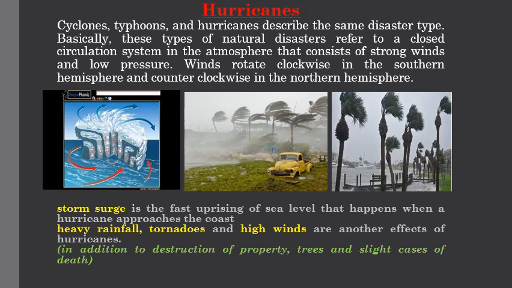Effects. Storm surge is the fast uprising of sea level that happens when a hurricane approaches the coast. Heavy rainfall, tornadoes, and high winds are other effects of hurricanes, in addition to destruction of property, trees, and slight cases of death.